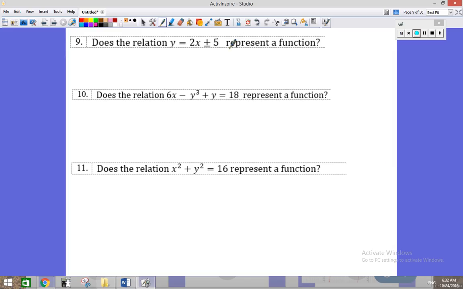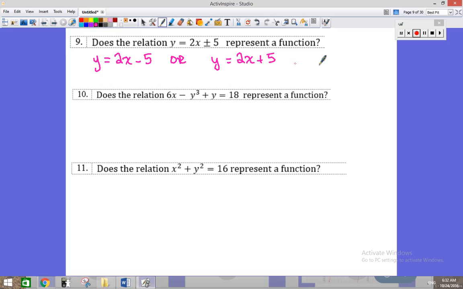Well, anytime you have an equation where you see a plus or minus, that's actually representing two. It's just shorthand notation for two equations. So what we have here is that y is equal to 2x minus 5, or that y is equal to 2x plus 5.